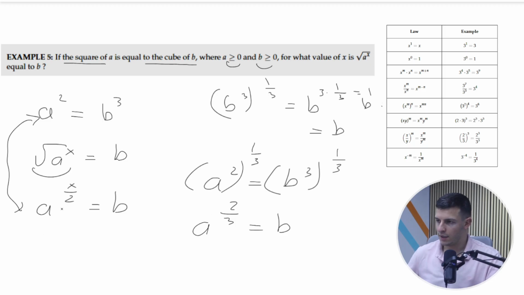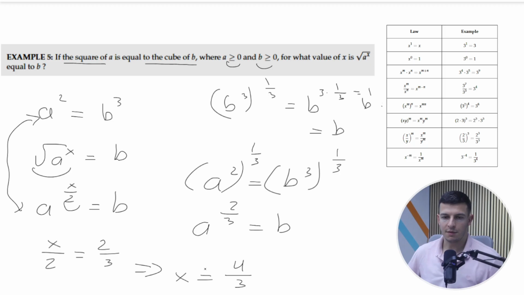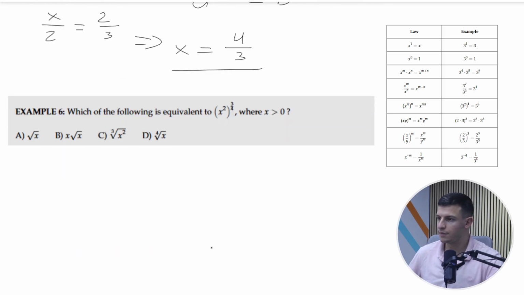Okay? Now, I see that a to the power of x/2 is equal to b, and I see that a to the power of 2/3 is equal to b. So from both of that, x/2 should be equal to 2/3, which means x should be equal to, just cross multiply, 4/3. That's going to be my answer. So if x is 4/3, we will get this equality. Okay, let me know what you get.